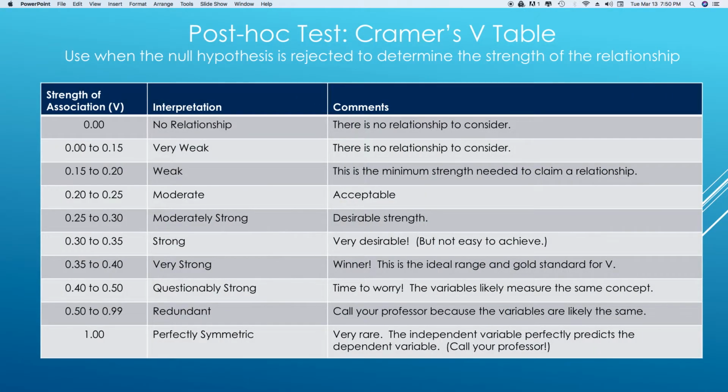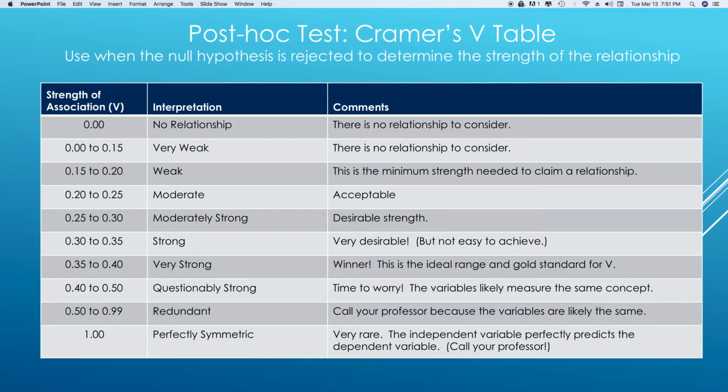Since we know that we're going to have a test with one significant result, and we've run the first two, we can assume that this next test will actually have a significant result and that we can accept the alternative that indicates there is a relationship between the two variables. In which case, we would use Cramer's V table. So we use this when a null hypothesis is rejected to determine the strength of the relationship.